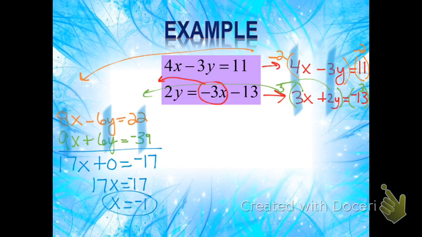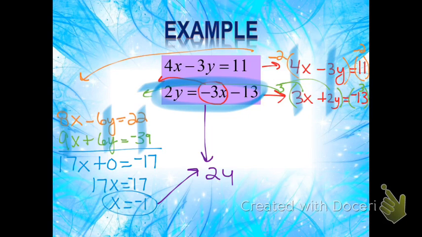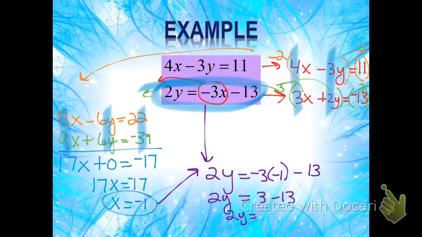I still need to figure out the y. I need to go back to one of the two original equations. I'm going to use the second one, although it doesn't really matter which one you pick. I'm going to take the second equation and plug in a negative 1 for the x. So I've got 2y equals negative 3 times negative 1 minus 13. I'm going to simplify, and I get that y equals negative 5. So my solution is the ordered pair negative 1, negative 5.